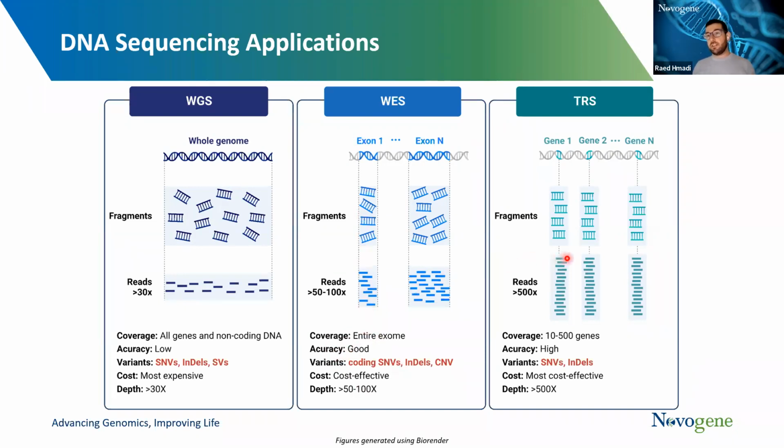And of course, it gets even better with target region sequencing, because now you are not sequencing 1% of the genome, you are sequencing maybe 0.01% of the genome. So the smaller the region that you cover with the same amount of data, the more accurate results you will get.